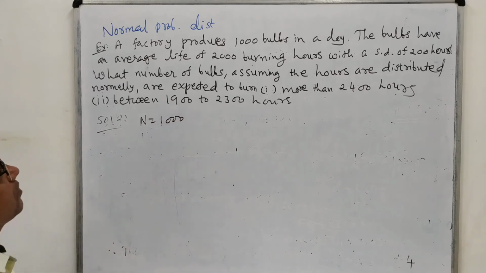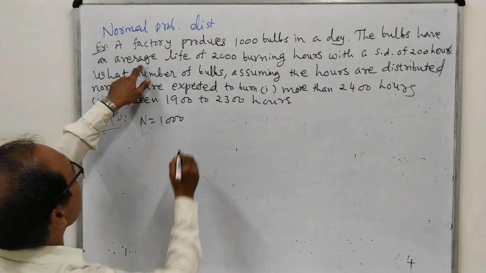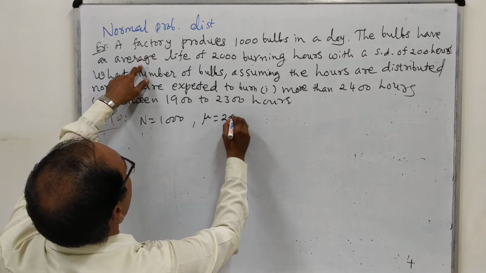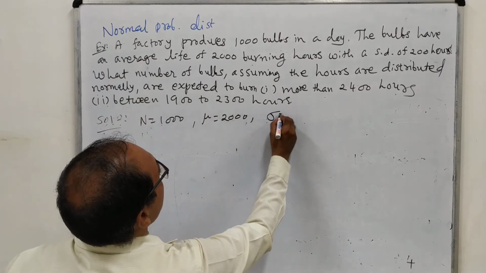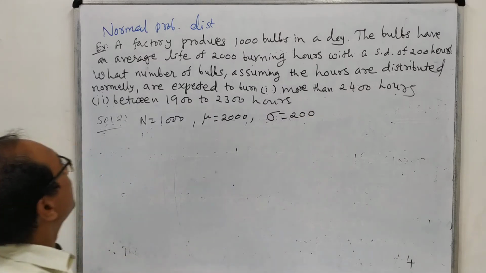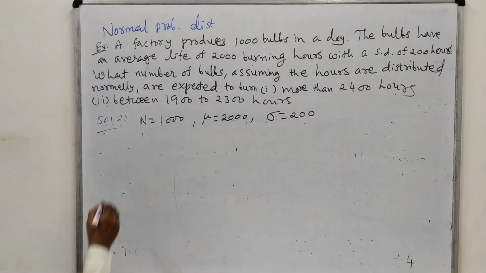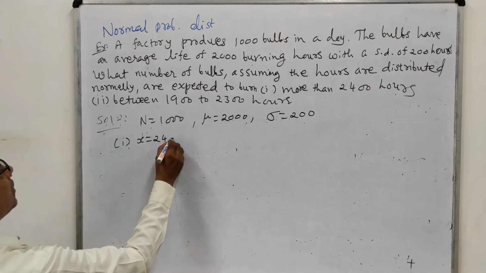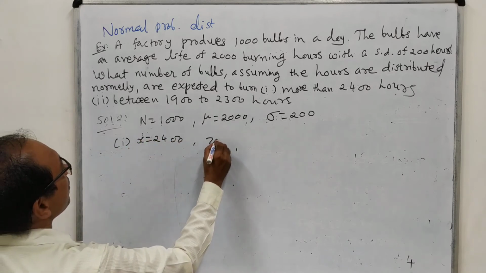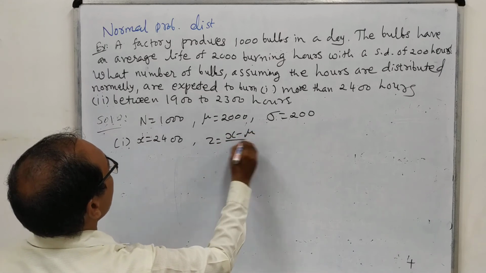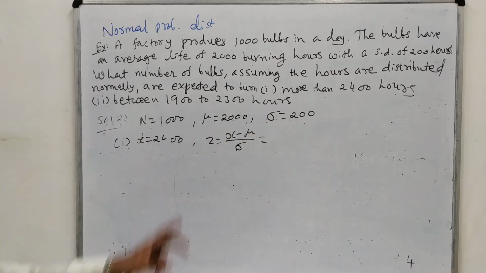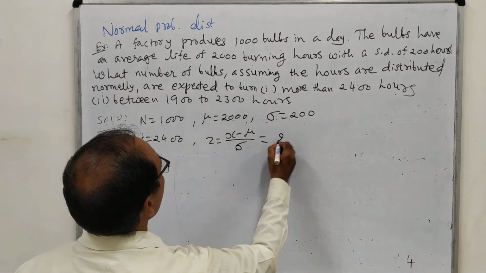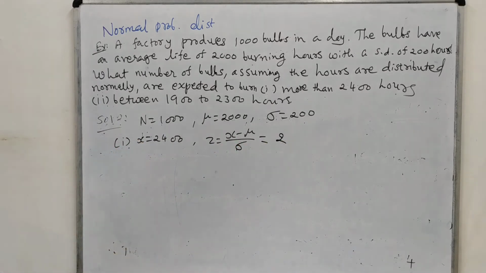So first of all you write down the data. The bulbs have an average, mu, and the standard deviation is sigma, which is 200. In the first example we are given x equal to 2400, so we can find z by using x minus mu over sigma. All the values are on the board, so we have z equal to 2. You can put the values and find this z equal to 2.